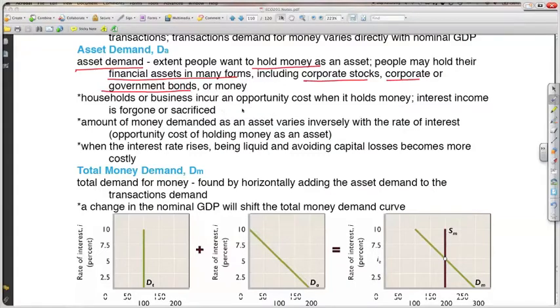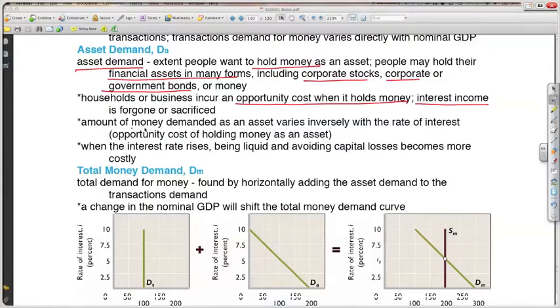Now, they incur an opportunity cost when they hold money. And it's the idea that you're foregoing any interest income from loaning it. So if you are not loaning your income, right, then you're just holding it. So that's just your asset demand.